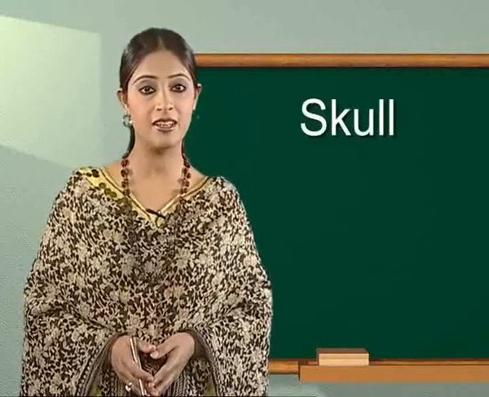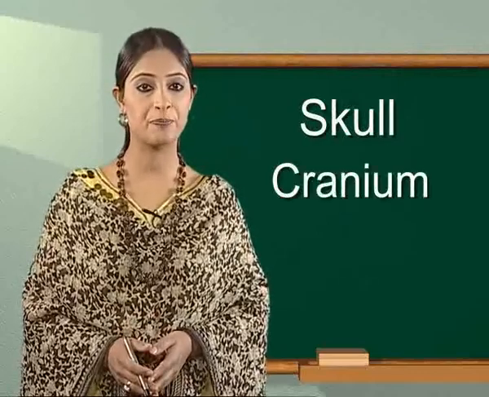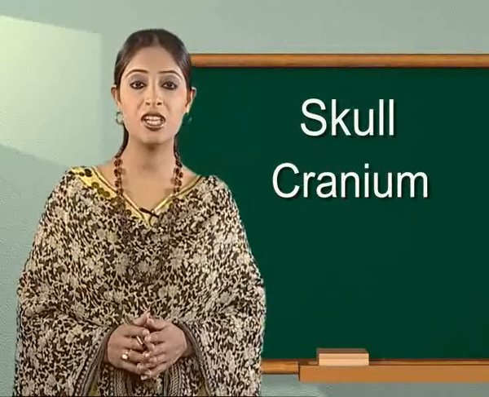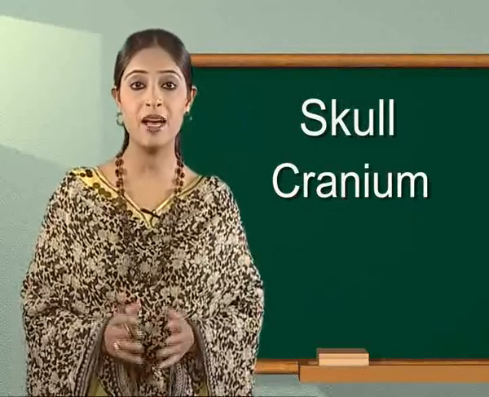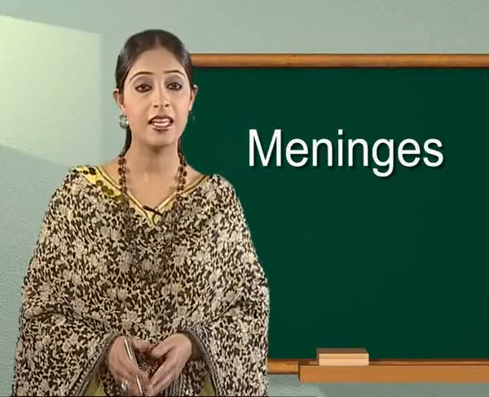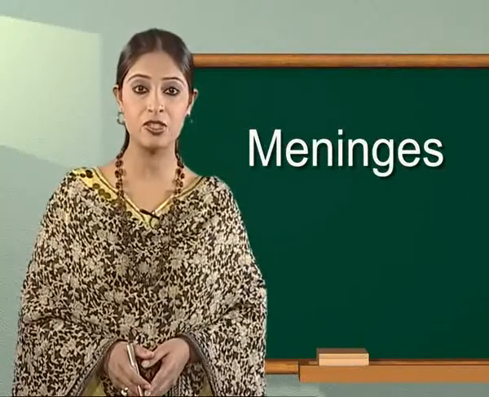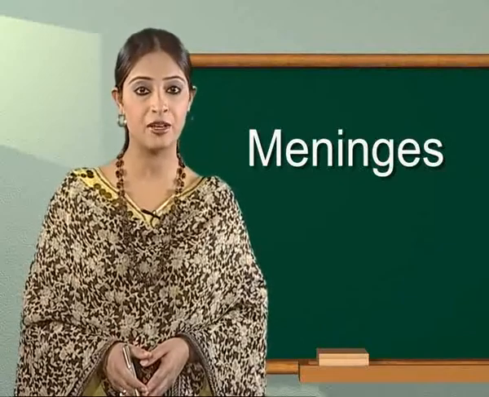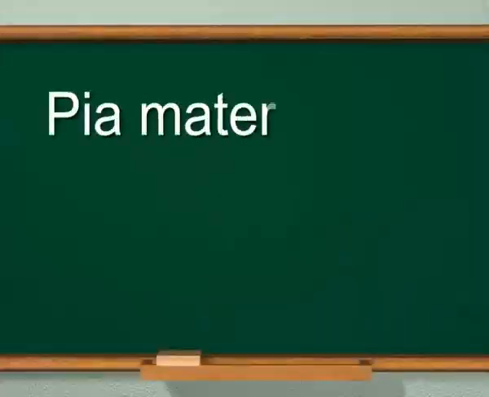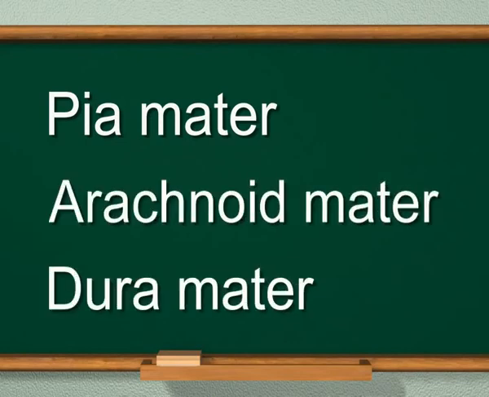The brain is enclosed in a very hard covering, the skull, also called the cranium. Besides this, some coverings are also present around the brain, called the meninges. Or we can say that the brain is surrounded by three protective coats of connective tissue besides the bony cranium. These are pia mater, arachnoid mater and dura mater.